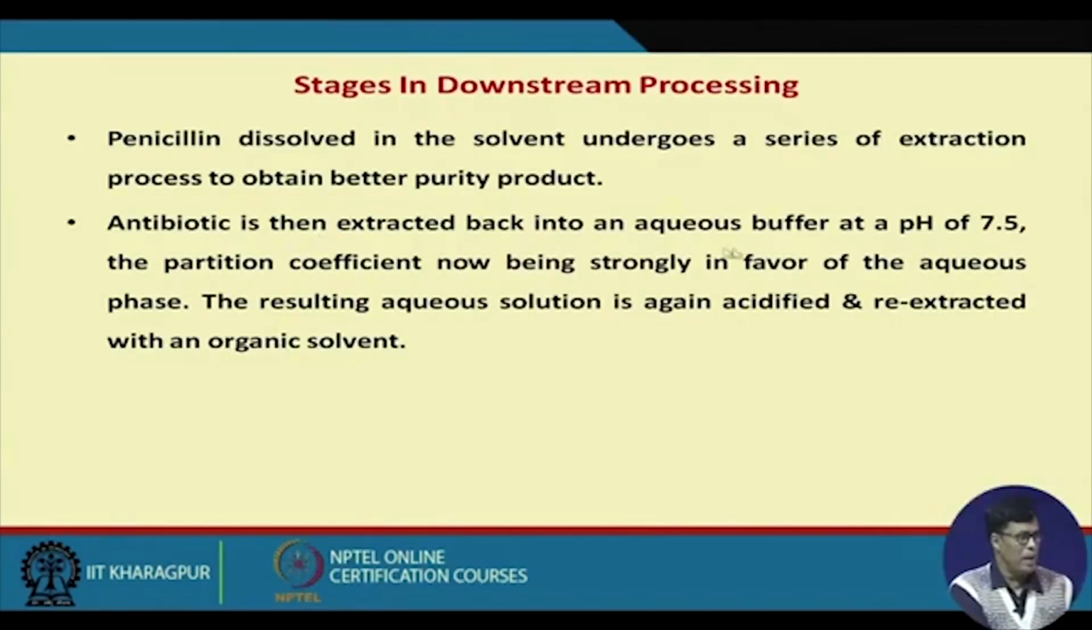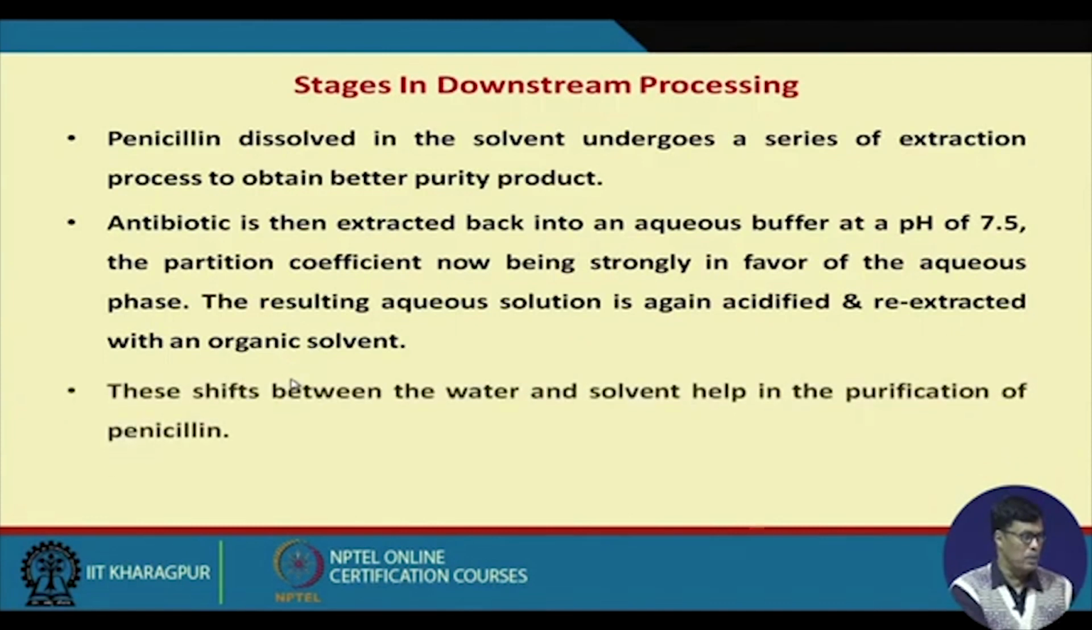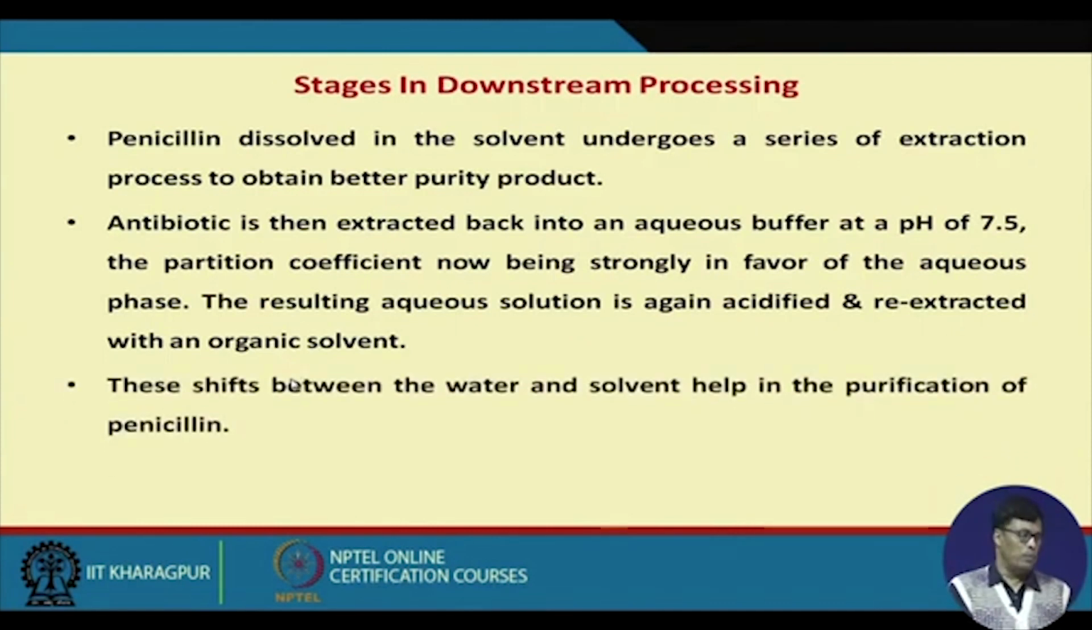The antibiotic is then extracted back into the aqueous buffer at pH 7.5, the partition coefficient now being stronger in favor of the aqueous phase. The resulting aqueous phase solution is again acidified and re-extracted with the organic solvent. So this is a repetition of the process that goes on to get the purification of the product. These shifts between water and solvent help the purification of penicillin.